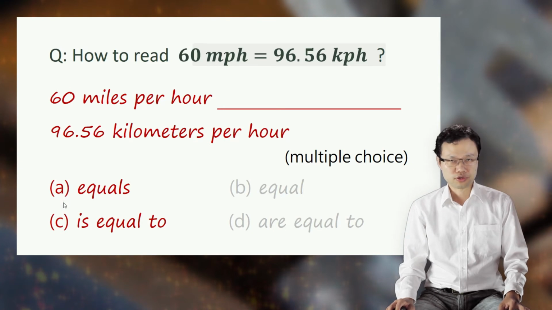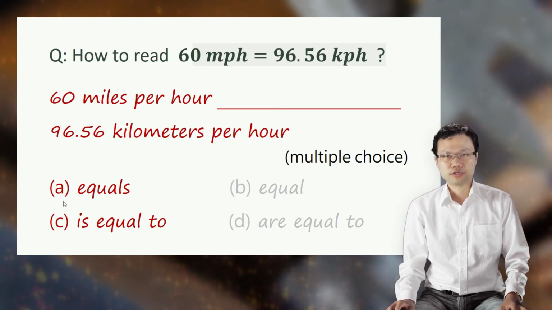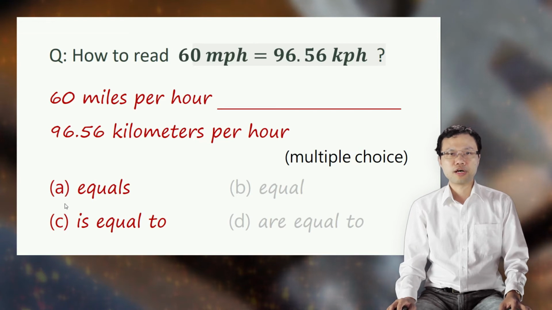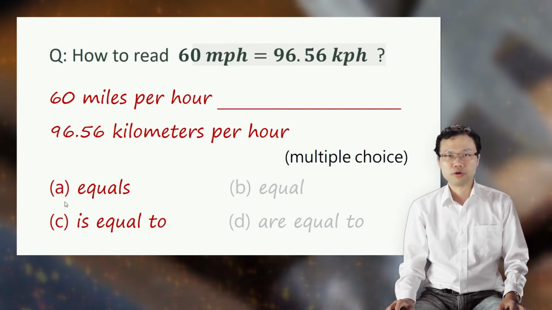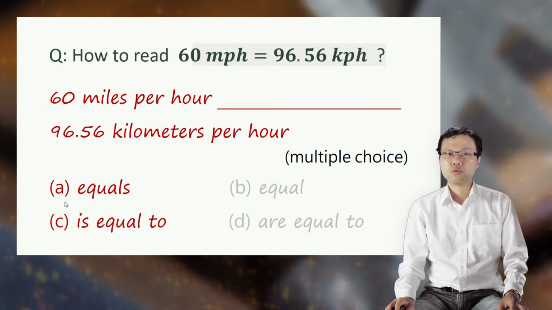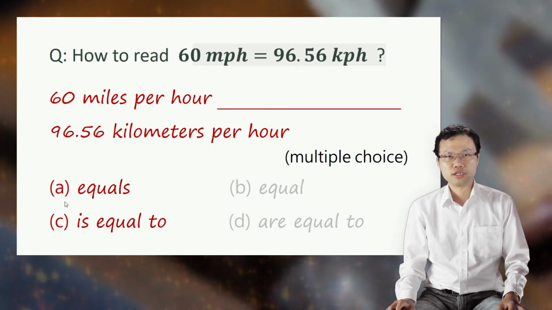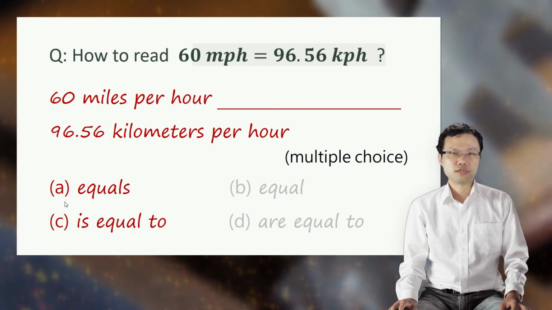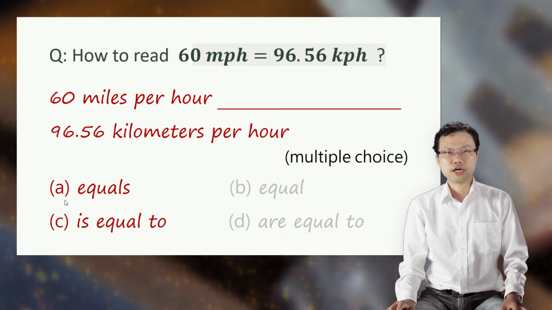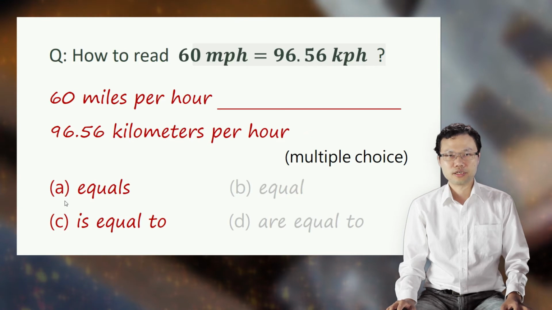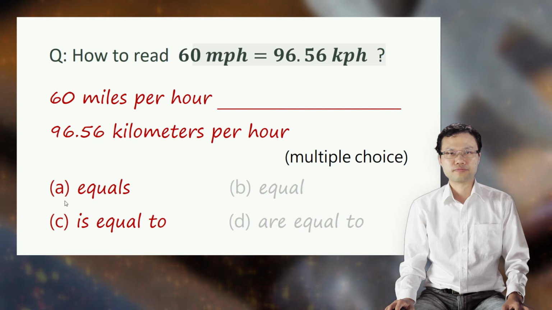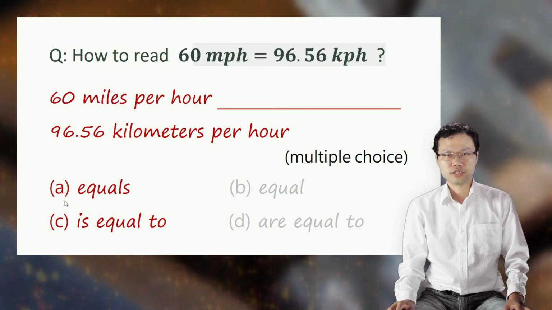You might feel puzzled. 60 miles per hour and 96.56 kilometers per hour both seem plural. Why should we use the singular form equals or is equal to? The reason is we take the whole 60 miles per hour as a single intact physical quantity. It is the same for 96.56 kilometers per hour. So we use the singular form for the verb in this expression.